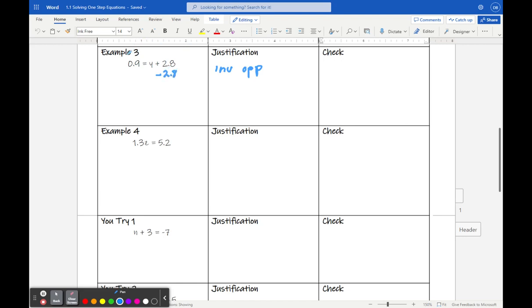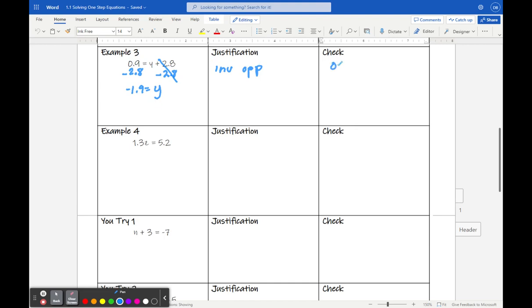Remember, when you're adding and subtracting decimals, you want to make sure that those decimals do line up. This zeroes out, and we have y on this side. 0.9 minus 2.8 would be, well, if I had 1 and subtracted, it'd be negative 1.8. So this would be negative 1.9. So I think my solution is negative 1.9.